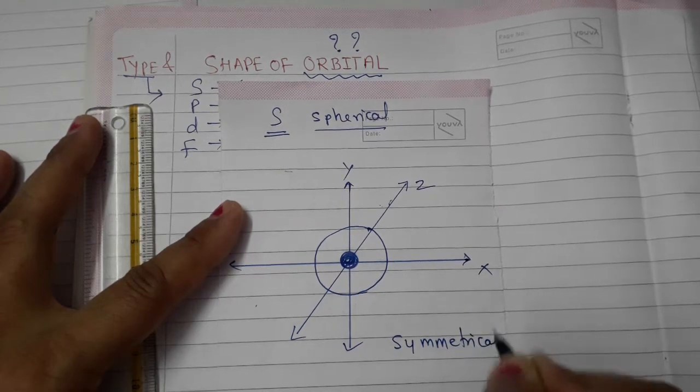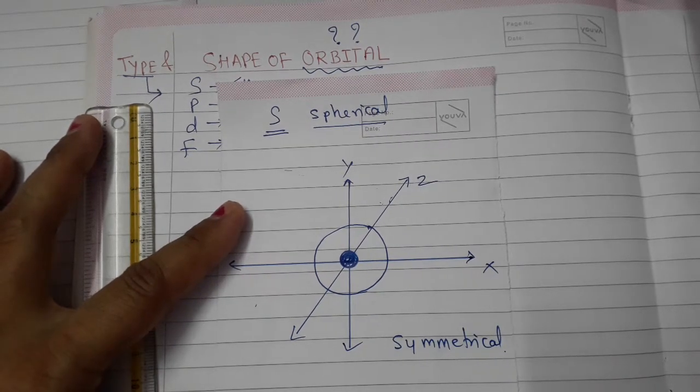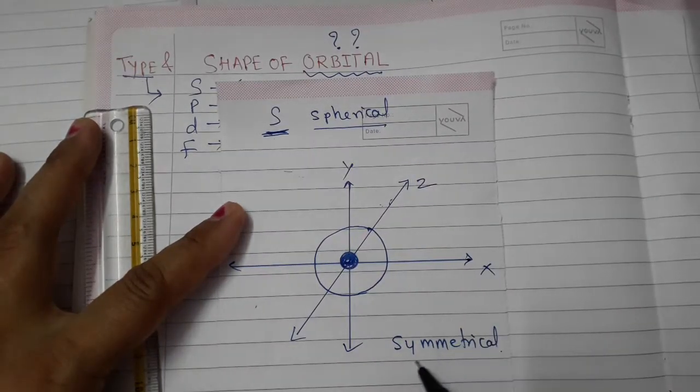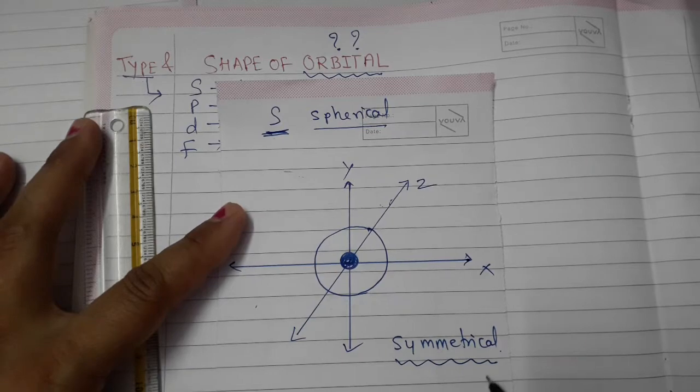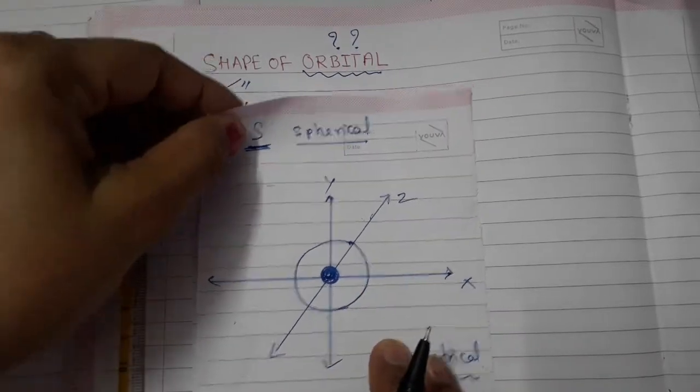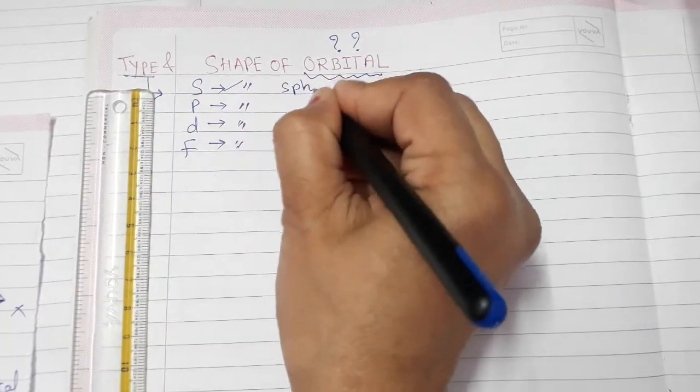around the nucleus. So if the electron is present in the s orbital, it means that that electron is symmetrically getting attracted towards the nucleus from all the directions. Okay, so I'll mention here it is spherical in shape.